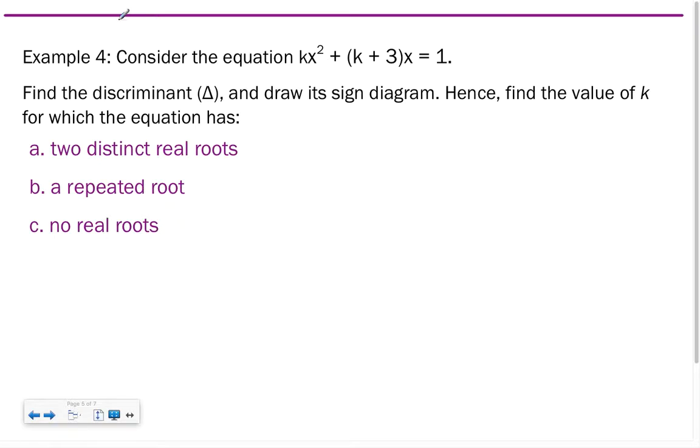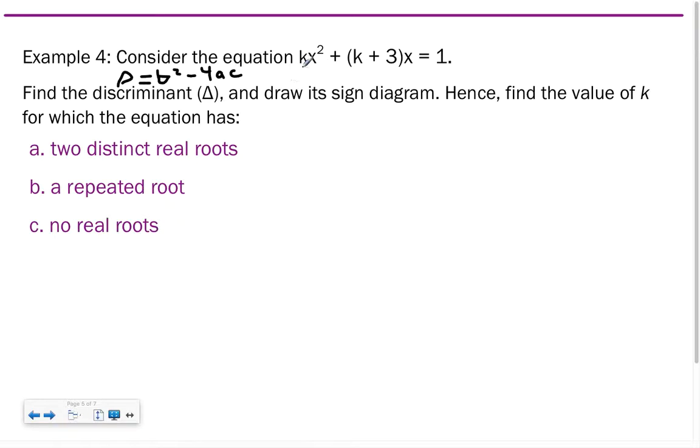This is just a quick video to talk about tackling these k questions that have to do with our discriminant that a lot of people have a little bit of a hard time with. So we've talked about discriminants. We know the equation of the discriminant is b squared minus 4ac.